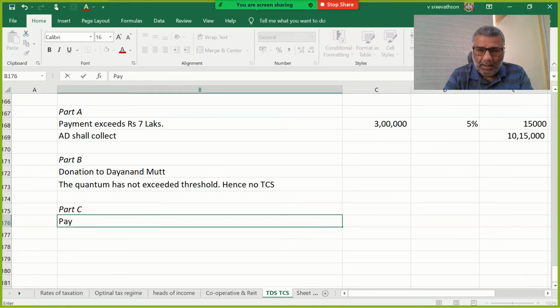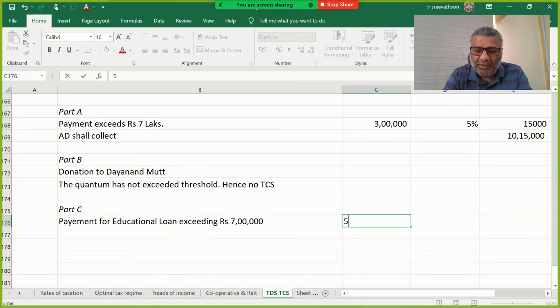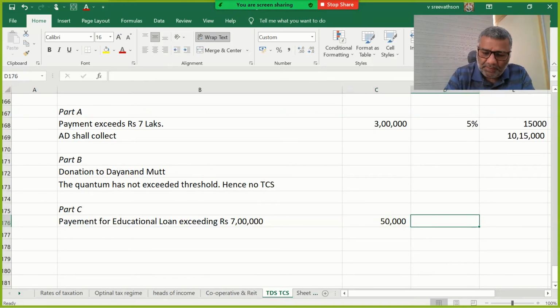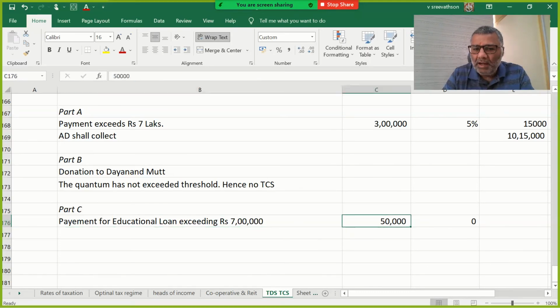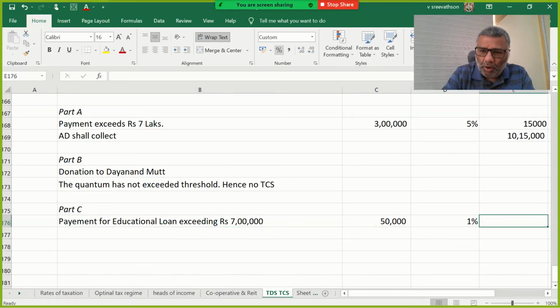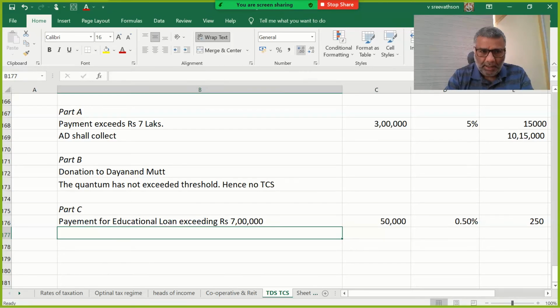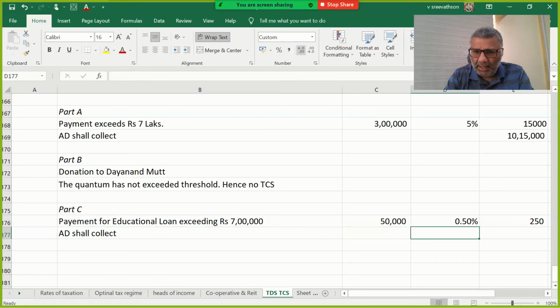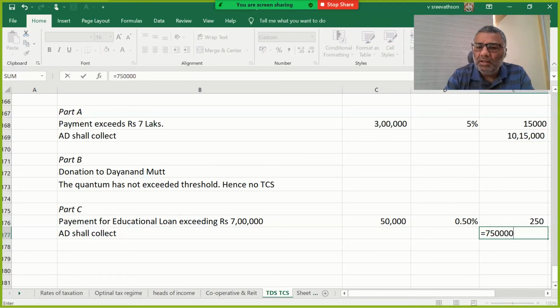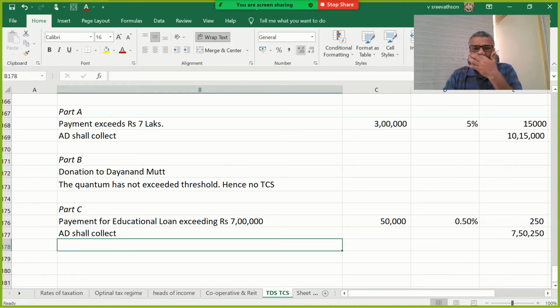Part C. Payment for educational loan exceeding rupees 7 lakhs. So in this case, only 50,000. Rate is 0.5%. The quantum will come to 250 rupees. AD shall collect, how much? 7 lakh 50,000 plus 250. ஓகே, 7,50,250. ஏன்னா நீங்க வந்து குவாண்டம் 250 பார்க்காதீங்க.